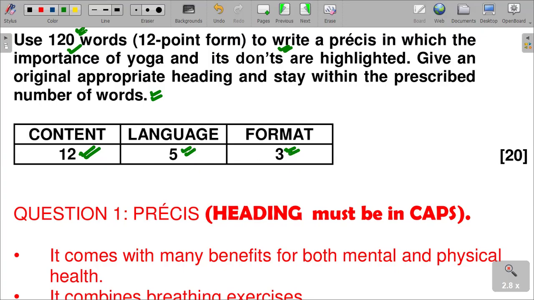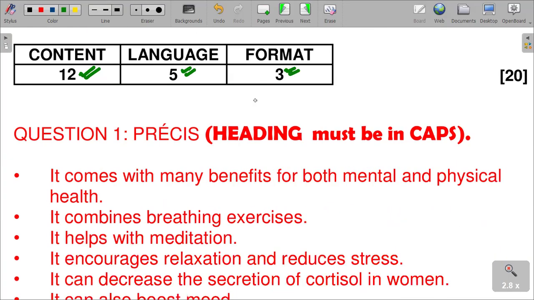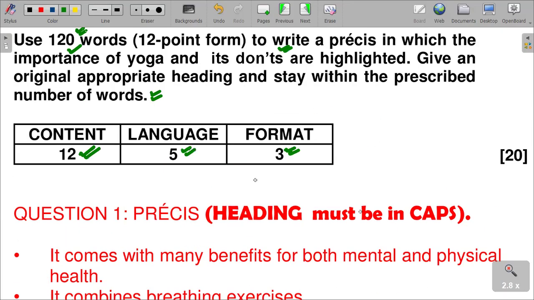The format here, therefore, you need to understand that you shouldn't lose any marks. So question one, precis. I have already developed the point that I was picking up as I prepared for your lesson here, that you must have a precis with a heading. I mean, question one, precis heading must be in caps. So the heading is the importance of yoga and its do's and don'ts.